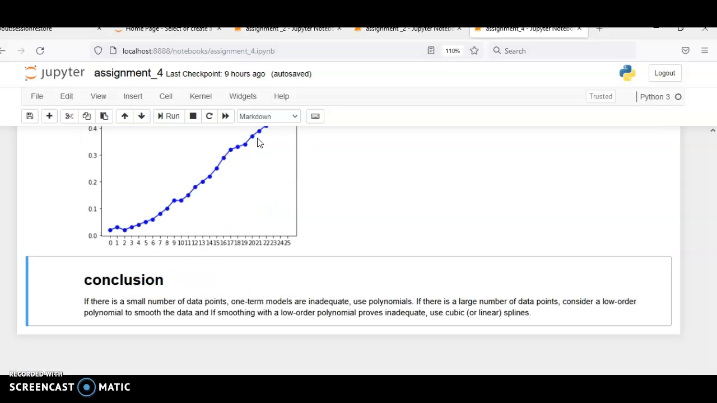After completing all the things, let's discuss the conclusion. As per the conclusion, we can say if there is a small number of data points, we use a one-term model. One-term models are inadequate. Use polynomials. If there is a large number of data points, consider a lower order polynomial to smooth the data. And if smoothing with a low order polynomial proves inadequate, use cubic or linear splines.